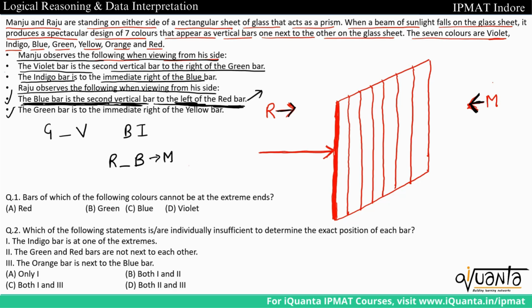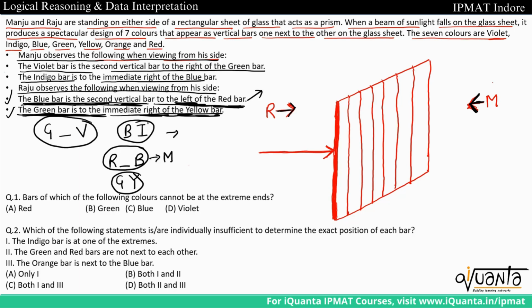Reading the second observation by Raju, the green bar is to the immediate right of the yellow bar. If we reverse this as well, we'll be getting the observation of Manju again. So we'll read it as, the green bar is to the immediate left of the yellow bar. If green is to the immediate left of the yellow bar, we'll write it as GY over here. So these are the 4 arrangements that we get from the clues over here, and all of these are the observations of Manju.